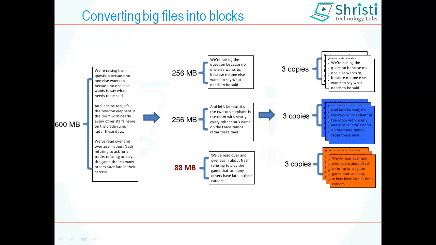So this is about replication. For example, we have a 60 MB file and we say replication factor 3. So it divides into 3 chunks, and the 3 chunks are stored in 3 different machines. Any questions so far?